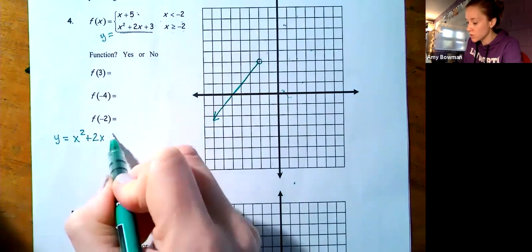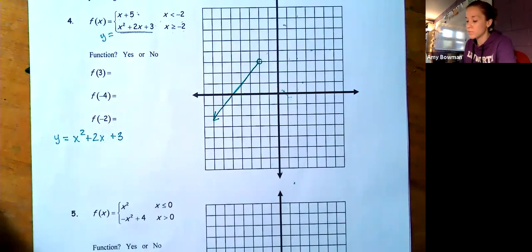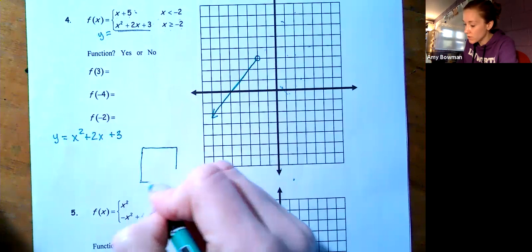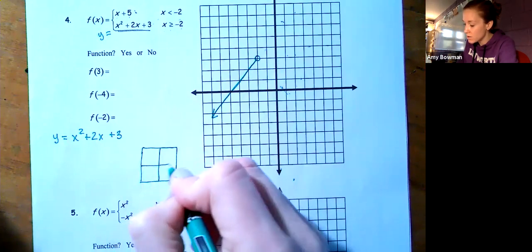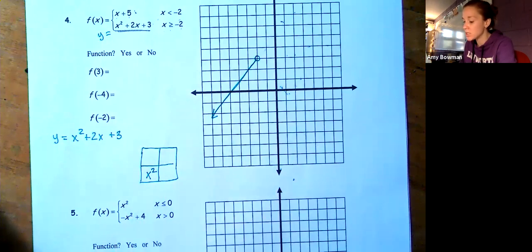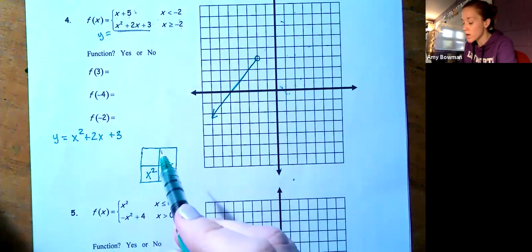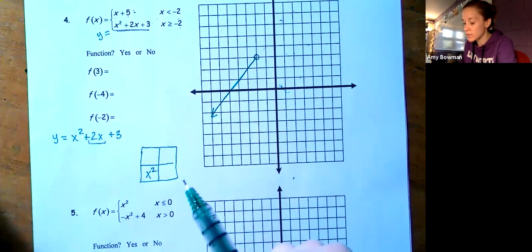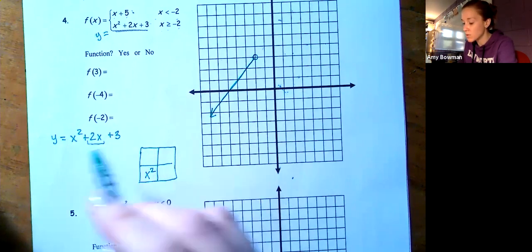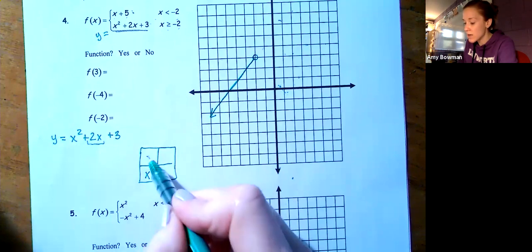I always refer to it in terms of those algebra tiles to visualize. So I have a giant x squared tile. I'm going to use an area model for this. I have an x squared tile down in my bottom left corner, and I want to continue building a perfect square with these two x's. So if I have two x's and I want to continue building a perfect square, I have to split those two x's evenly on either side of this.